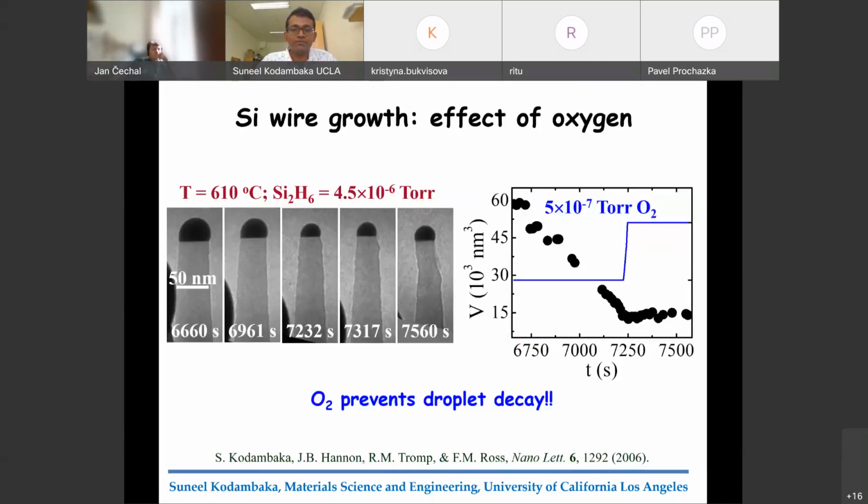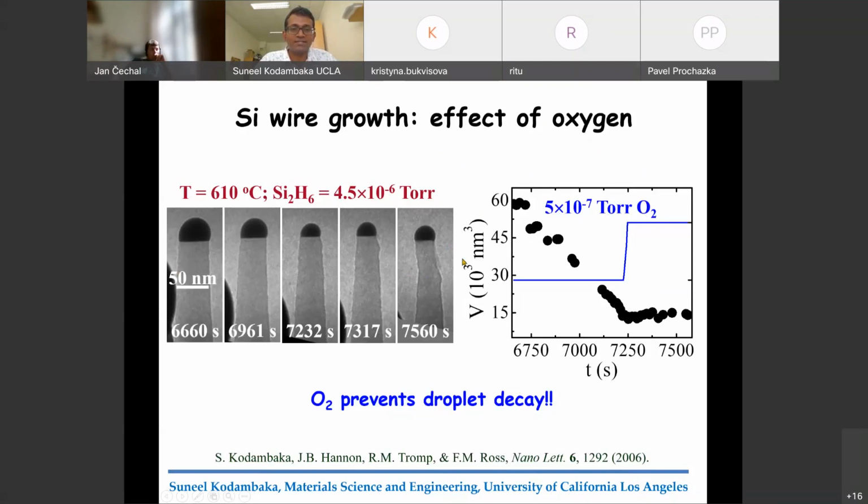And one of the neat things that you can do is, because you have ultra-high vacuum environment, you can intentionally change the gas composition. And in this case, we introduce oxygen. And the reason for this study at the time was that this Ostwald ripening phenomena was not observed by most of the community that were growing silicon nanowires. And it turns out that a very little amount of oxygen can help suppress Ostwald ripening.